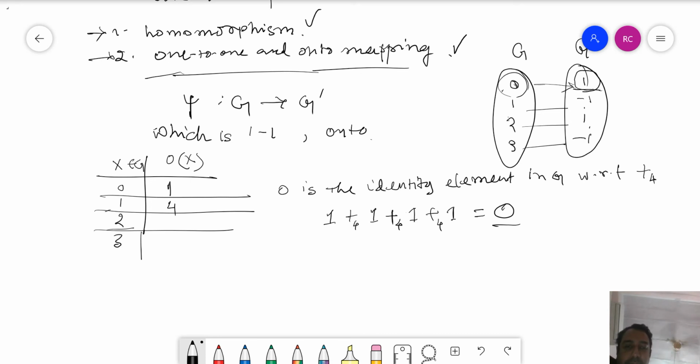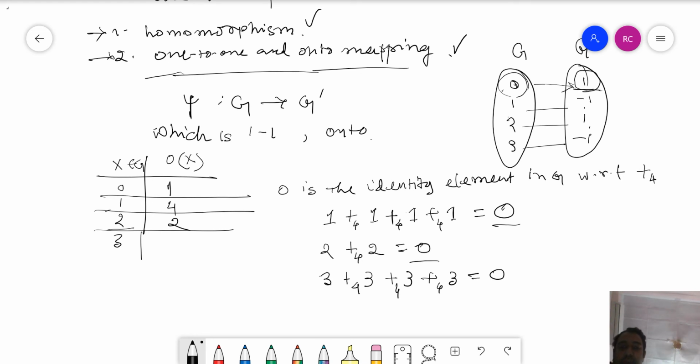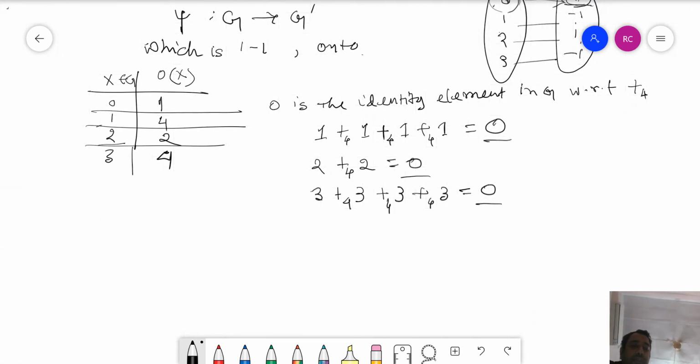We come to 2. 2 plus modulo 4 2 gives us 0, which is the identity element, so the order of 2 is 2. And 3 plus modulo 4 3 gives us 2, plus modulo 4 3 gives us 1, plus modulo 4 3 gives us 0, which is the identity element, and therefore the order of 3 is 4. This is for G. Now let's come to the group G prime.